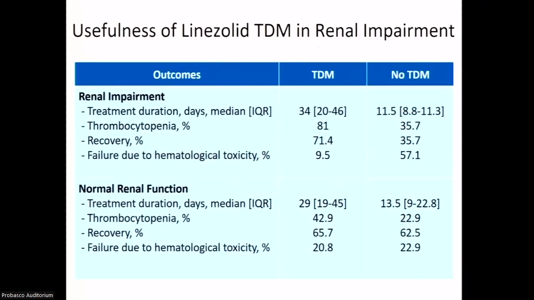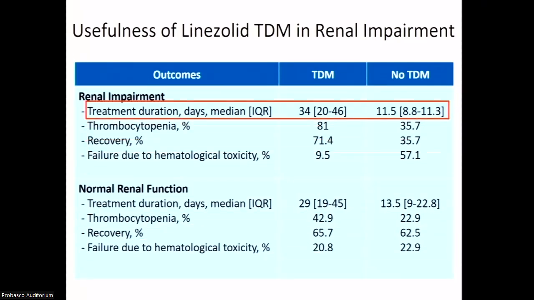So that leads us into the discussion for the usefulness of therapeutic drug monitoring in the renally impaired population, which this study also shed light on. So first, I want to draw your attention to the top row of the chart. When we look at patients with renal impairment who received TDM, we can see a much longer duration of therapy, which is important because this is currently the rate limiting step in allowing us to use linezolid for complicated infections.